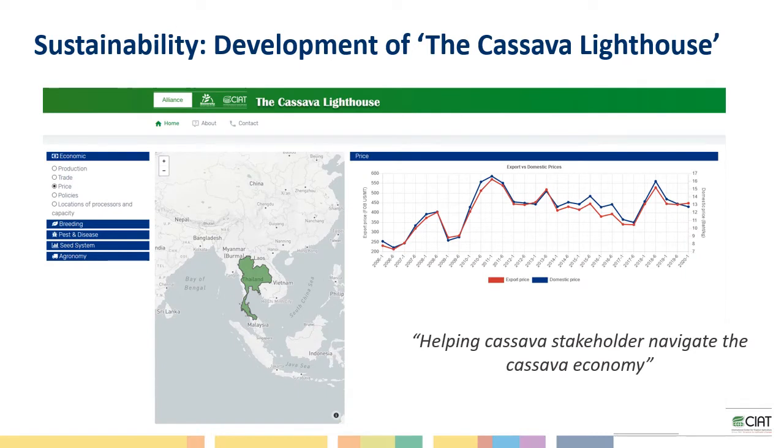So the project collected a lot of information from various sources. In terms of where that information is going at the end of the project, we are developing what I call the Cassava Lighthouse, which will be housed at the Alliance of CIAT and Biodiversity. We'll be uploading all that information and also continuing to do some of the analysis and writing the blogs and outreach to communicate that information to different people.